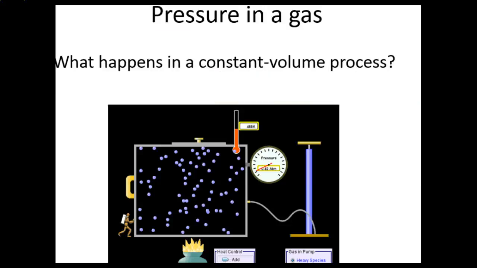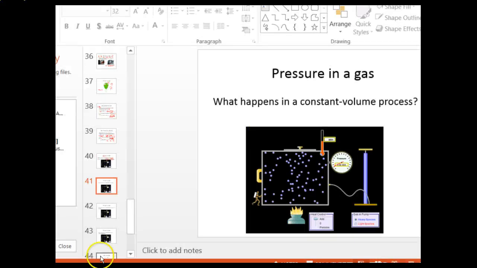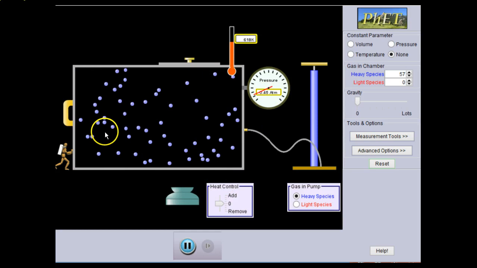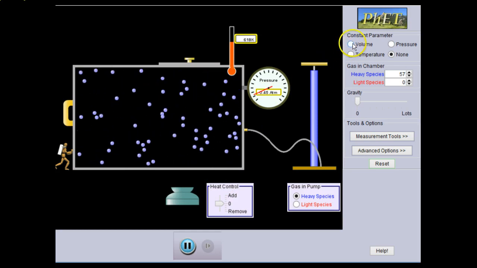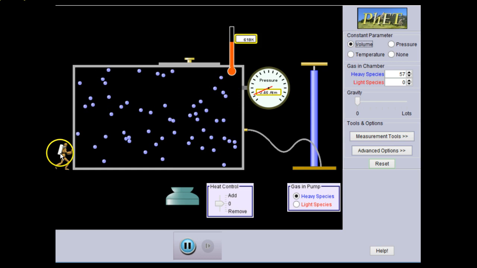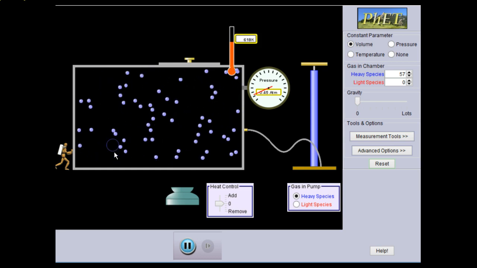Right? In this app, you can also talk about constant volume processes. And so in this app, what happens if I keep the volume constant and I change all of these other things? Let's try that. We've got things moving as normal. I'm going to go over here and check constant volume. Right? So I can't move my little guy back and forth. That's not going to work.